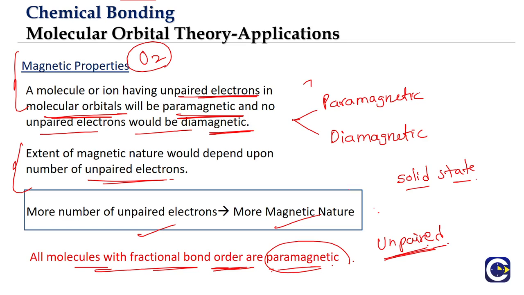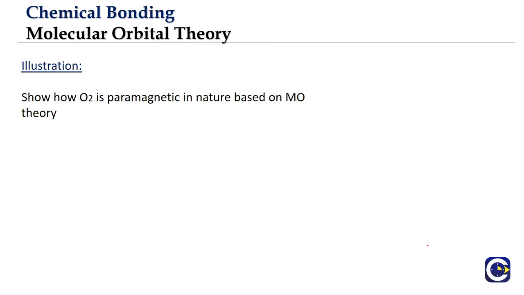In all molecules or ions where the bond order is fractional, they will definitely have unpaired electrons, which means they will have paramagnetic nature. Let's look at examples. This is a very standard question, as we've been talking about it.